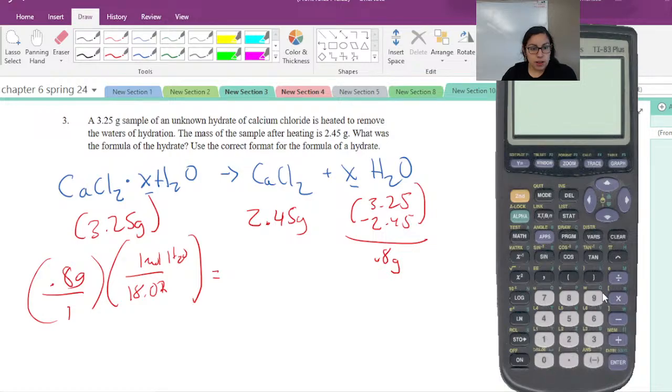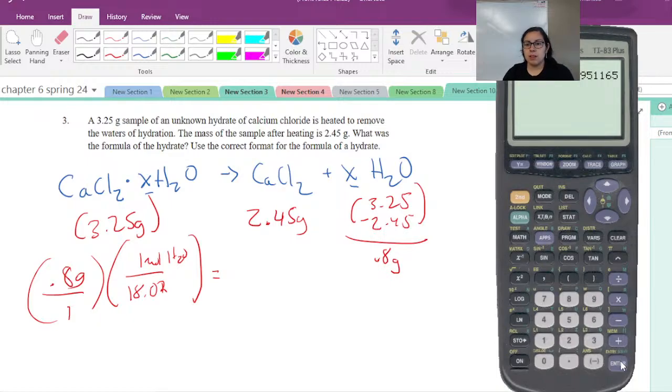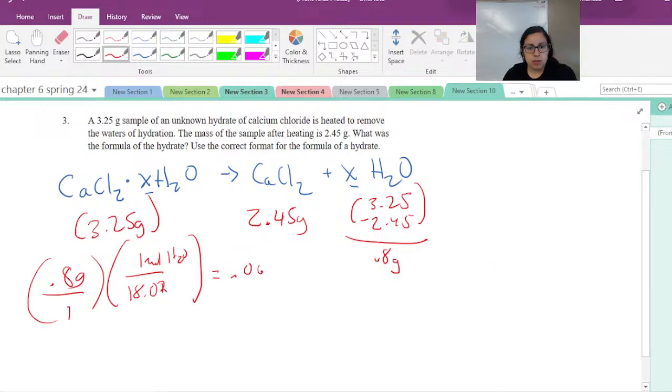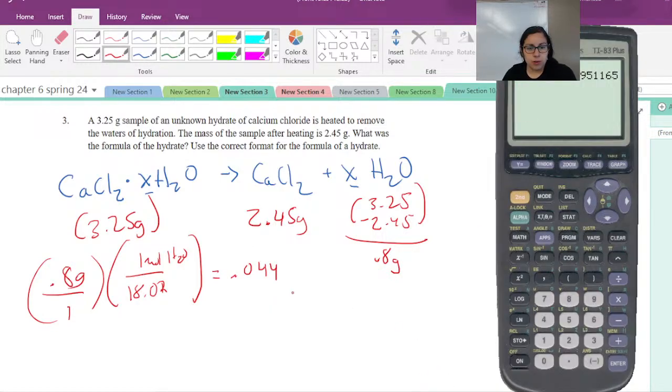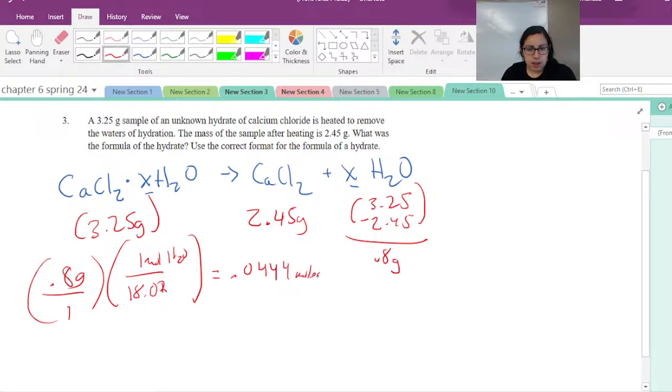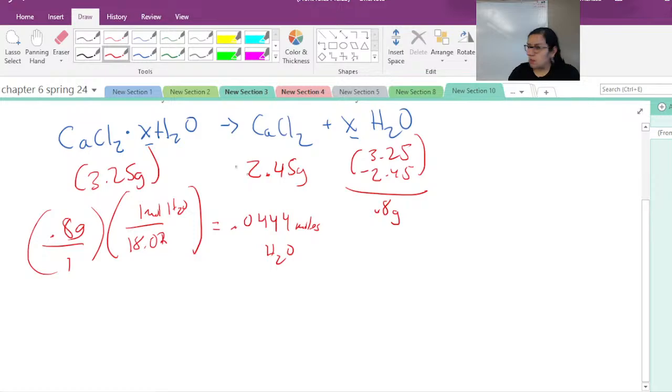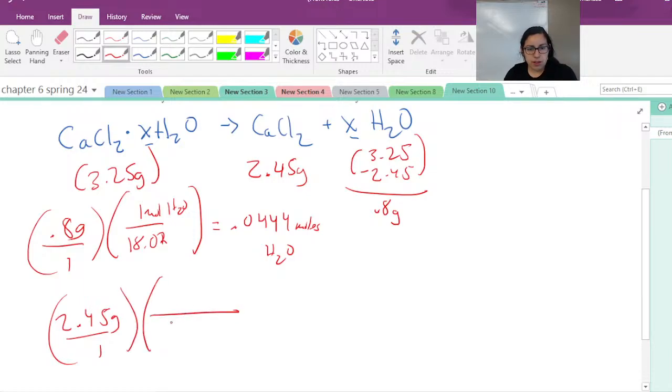So we have 0.8 divided by 18.02 or so, so like 0.044 moles of water. 0.0444. And then do the same for calcium chloride, right? Because we have that number, we can find the molecular weight. So we have all those pieces. And then what's the molecular weight of calcium chloride?